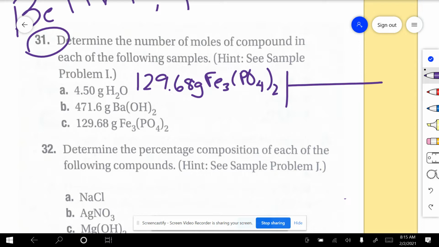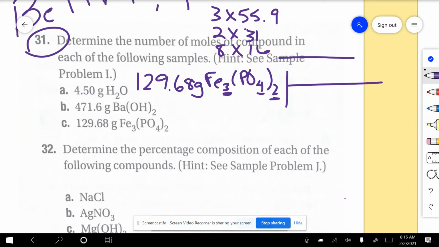You have to include these subscripts. Subscripts tell you how many there are. So you have to say 3 times 55.85. So 3 times 55.9, I'll round it. And then we have 2 potassiums, so that would be 2 times 31. And then we have 8 oxygens, because 4 times 2 is 8.